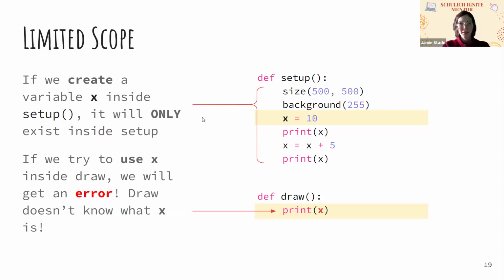So here's an example in code. If we create the variable x inside of setup here, so here we define x equal to 10, this will only exist inside setup. So if we have defined x here, and then we try to use x within draw, draw isn't going to know what x is because we did not define x within that function. We only know what x is within setup.